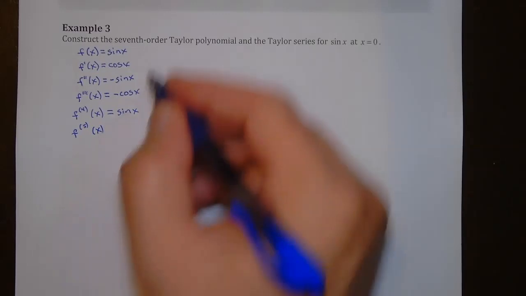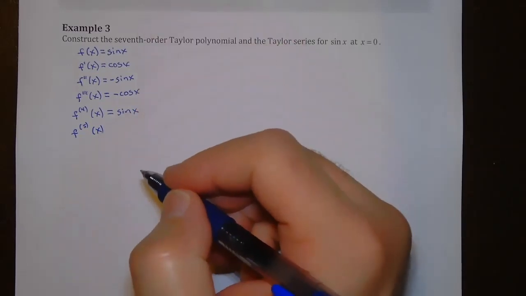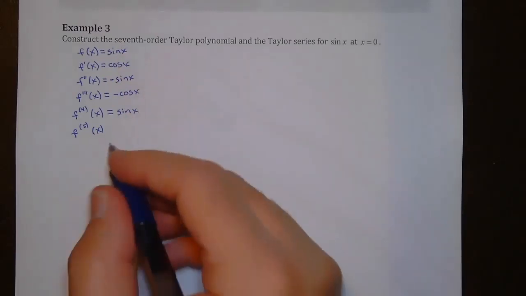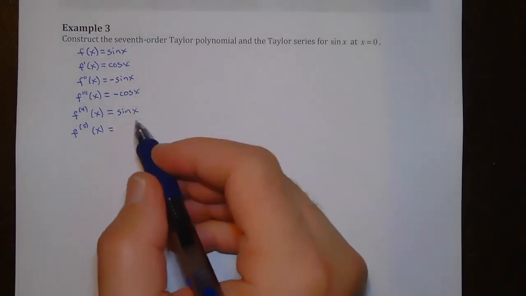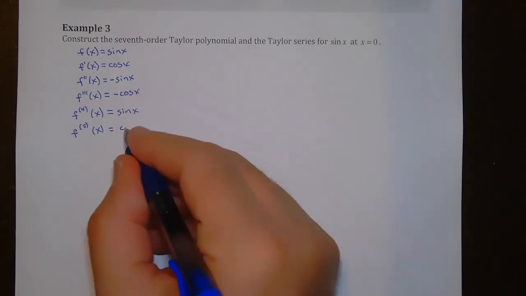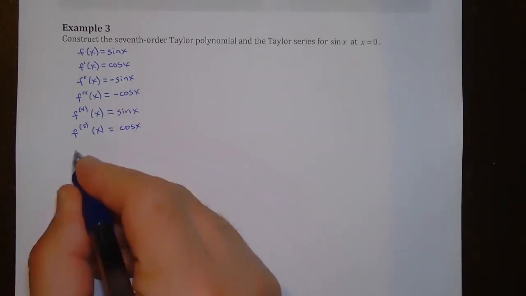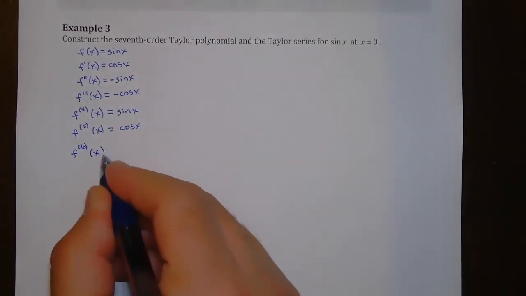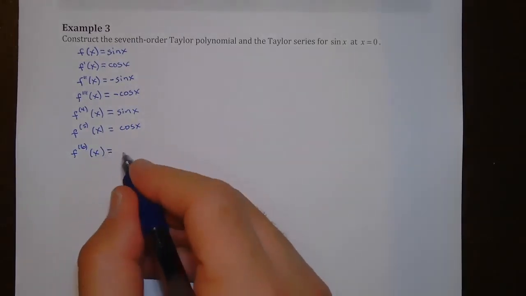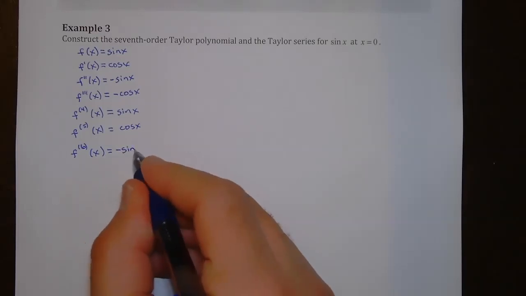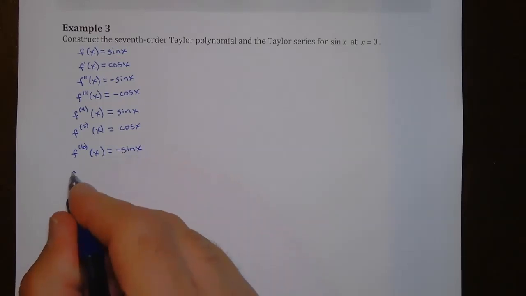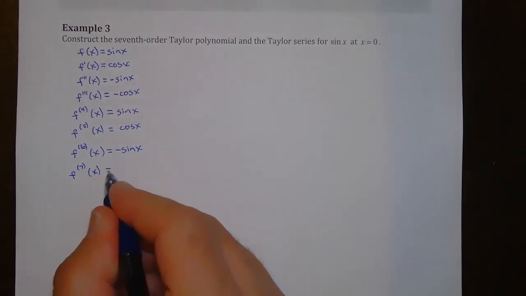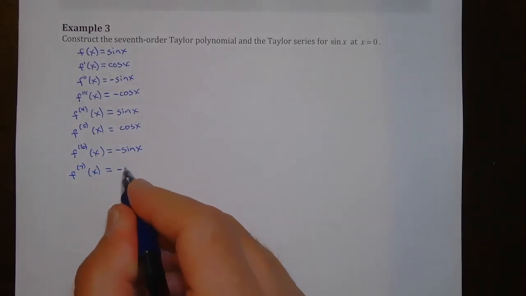So you can definitely use the patterns in the derivatives of sine x and cosine x to do this without actually having to think too much. Okay, derivative of sine x is cosine x. The sixth derivative at x would be the derivative of cosine x, which is negative sine x. And then the seventh derivative at x is negative cosine x.